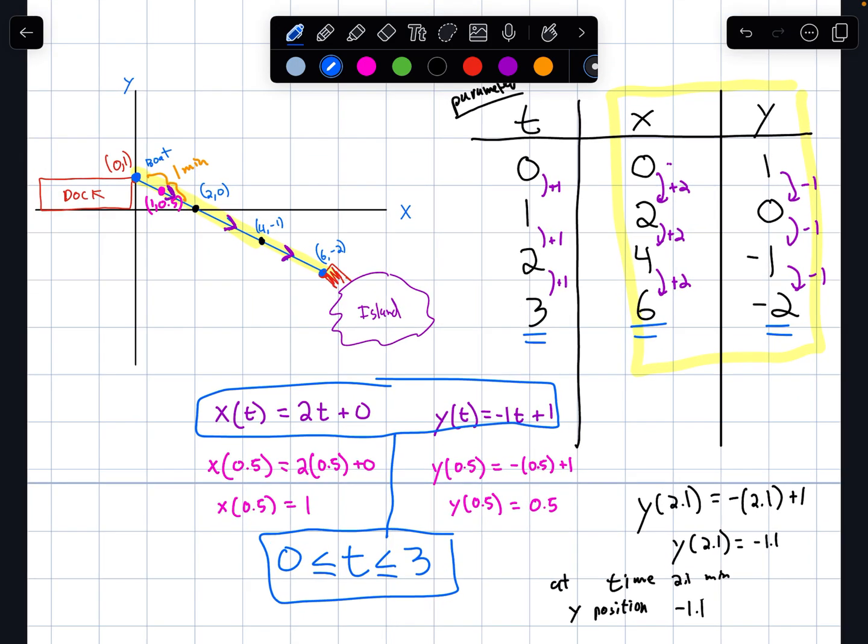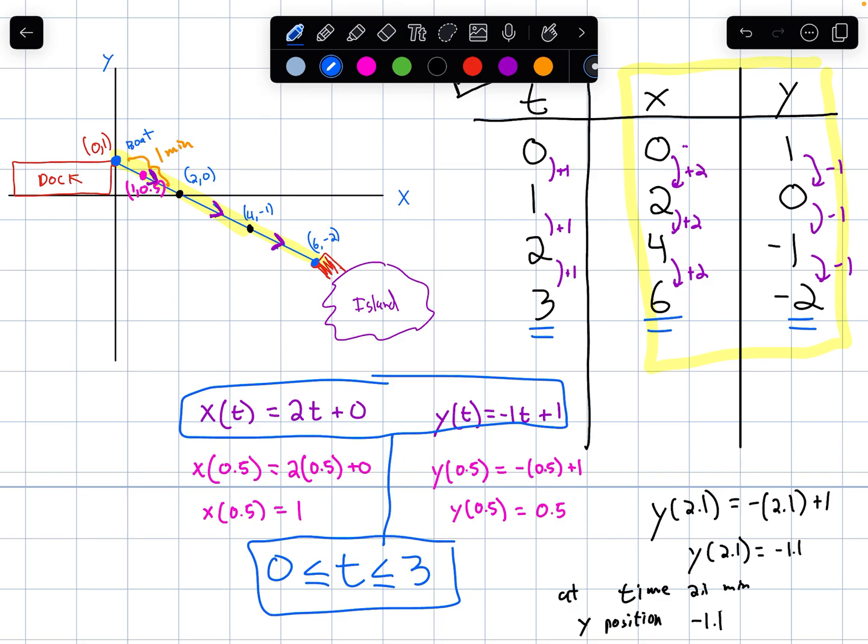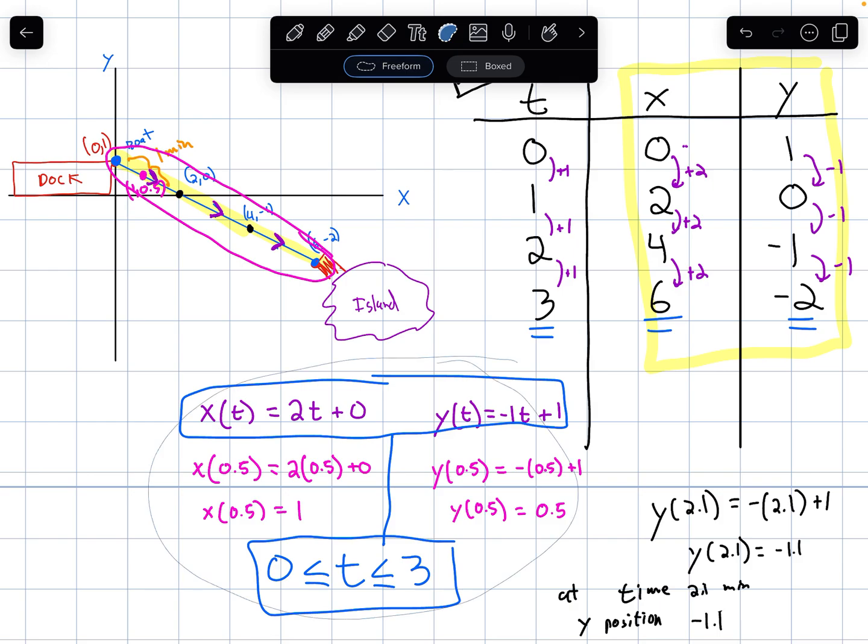The other thing I could do is say I just want to model this position function. So say I want to know what my y position is for any given x position. Well, what I can do then, let me shrink this down.